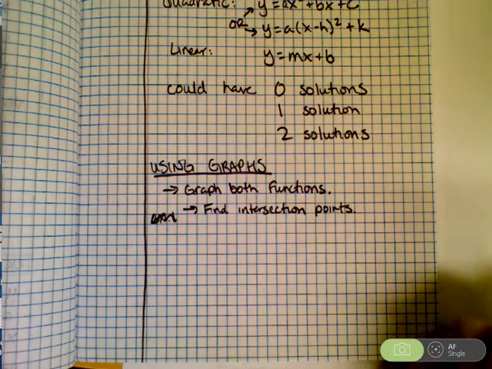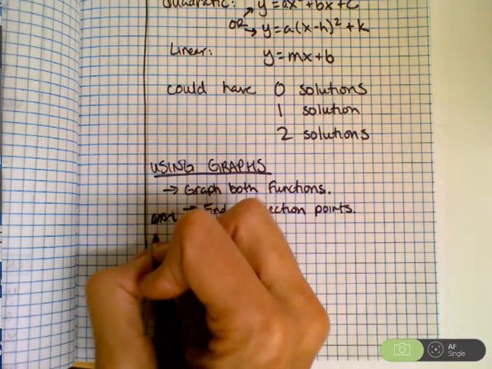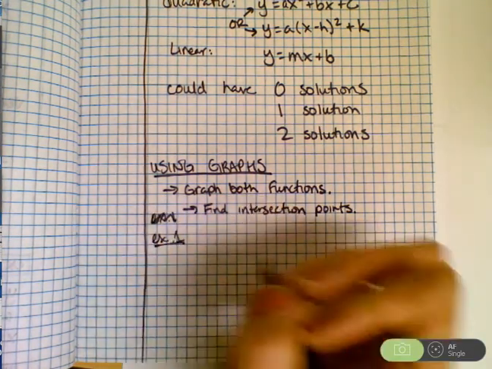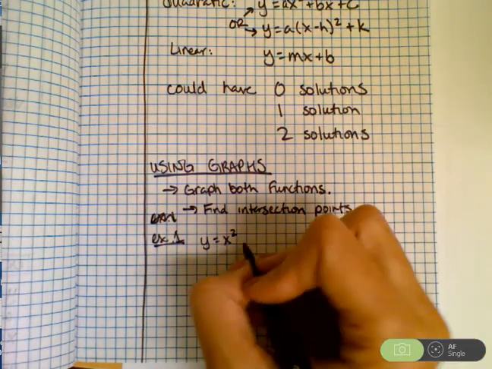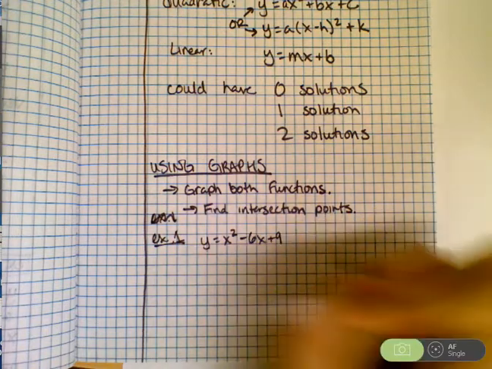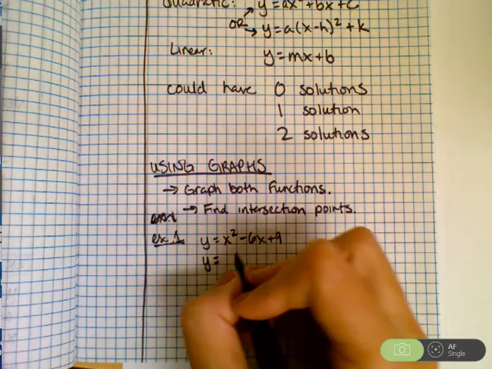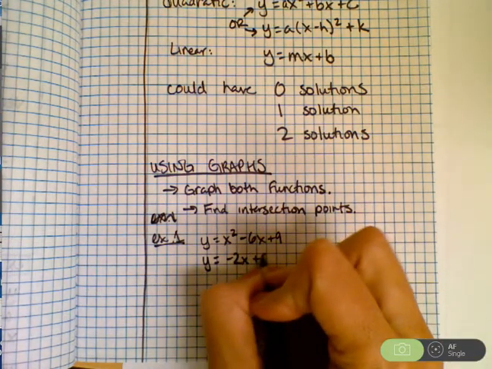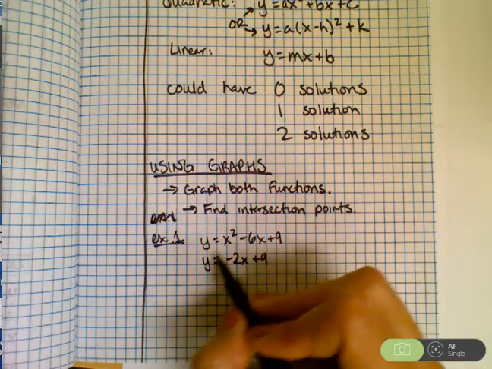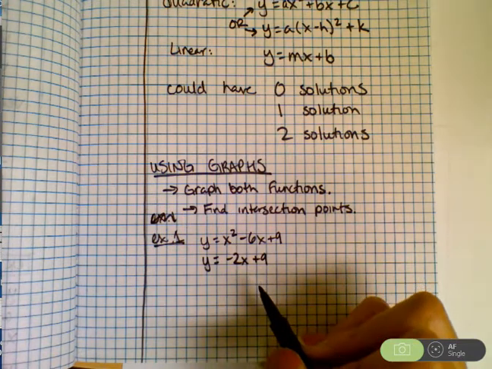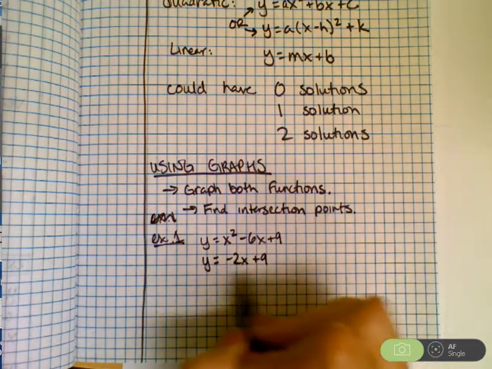And then those points where it intersects, those are going to be your solutions. Now I can do example 1. So example 1 is y equals x squared minus 6x plus 9, and y equals negative 2x plus 9. So what we're going to want to know for these is where those two lines intersect. This one's going to make a parabola, this one's going to make a linear equation.